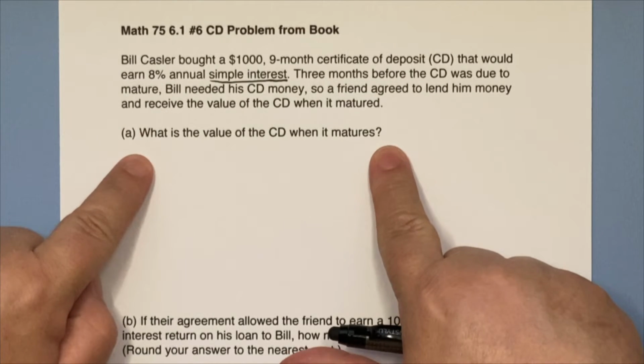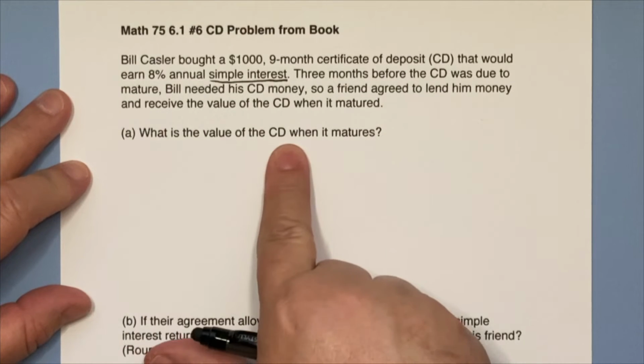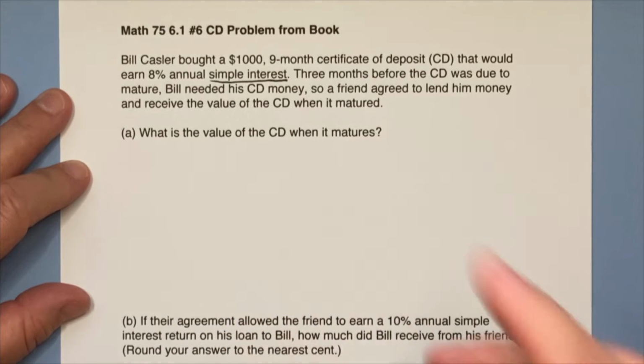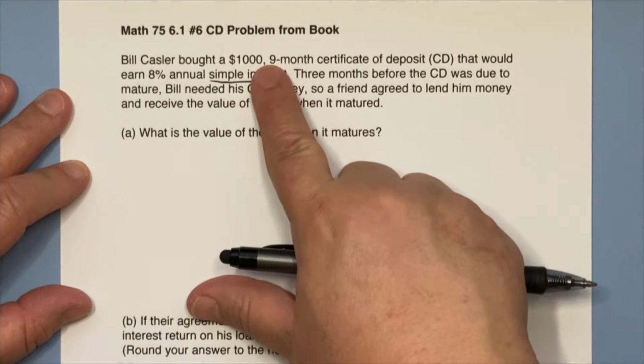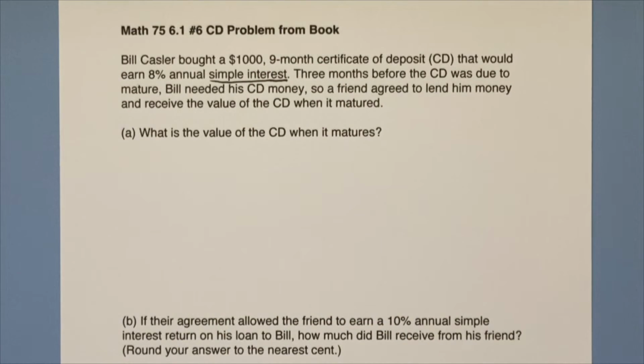And the very first part is it says, what is the value of the CD when it matures? And so we say a CD matures when you've gotten to the end of the original time period. So that's 9 months. So this is a little tricksy because interest rates are based on years, not on months. So we're going to have to do a little bit of fractional work here.